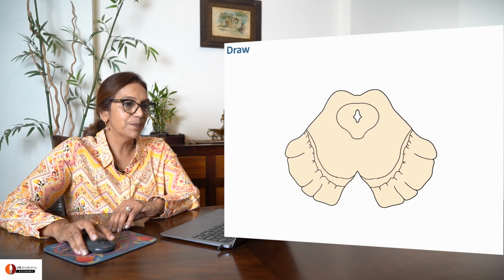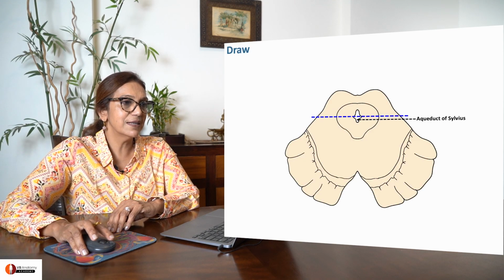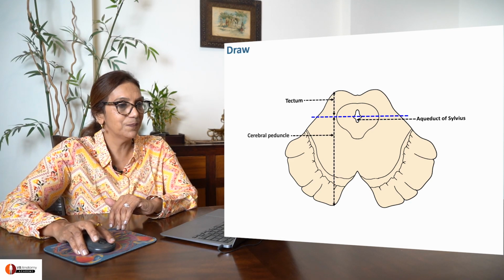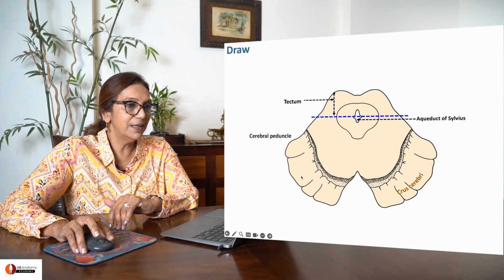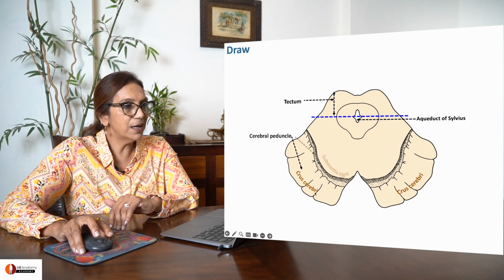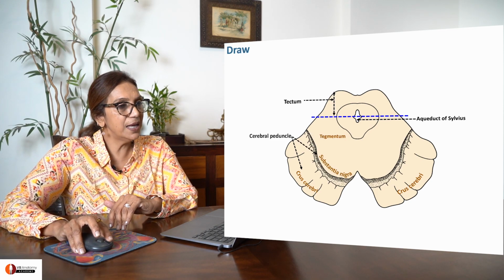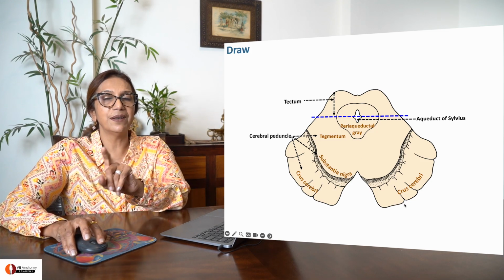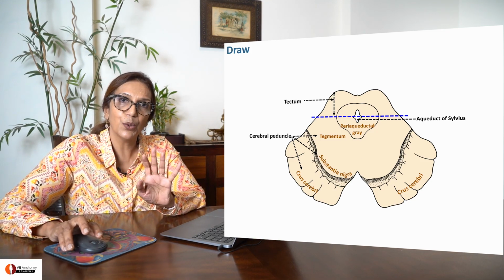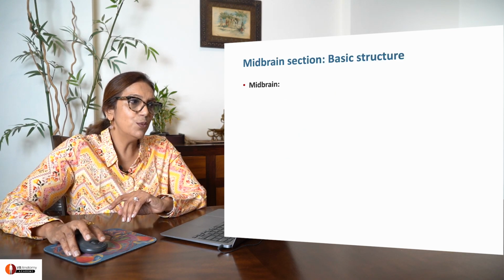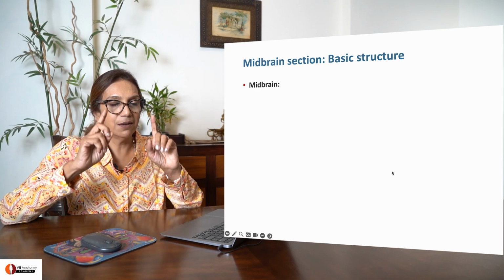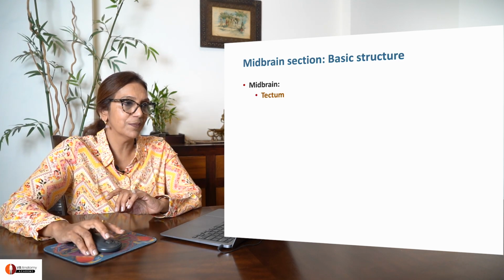Let's revise. Aqueduct of Sylvius, horizontal line, behind it tectum, in front of it cerebral peduncle. Color it a little darker. This dark colored region, in front of this is the crus cerebri. Dark colored region is called substantia nigra. Area behind it is called tectum. Area around the aqueduct is called periaqueductal gray. Have you got the parts well? Okay, right. We will now move on to the midbrain section. Basic structure. Just run through it once in your mind.